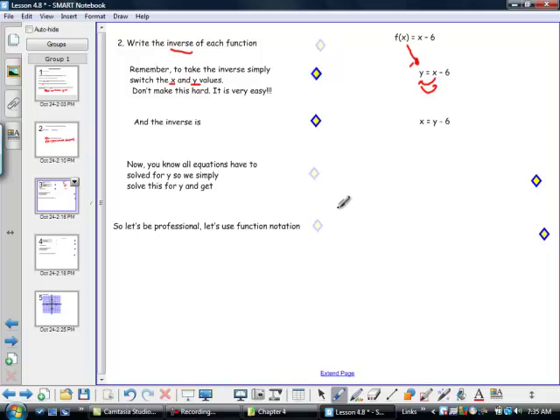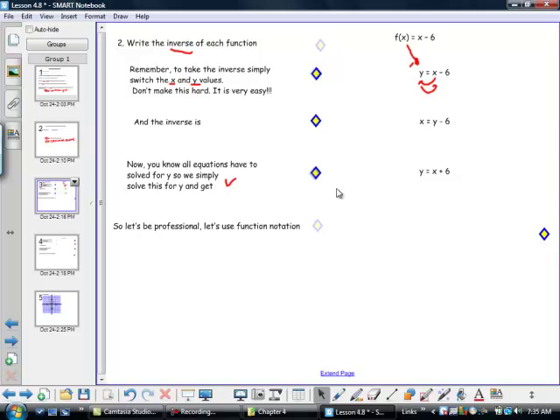Now you know all equations have to be solved for y. So now I'm going to have to take this equation and solve it for y. That means move the 6 over to the other side. And we have y equals x plus 6. There, we did the inverse.